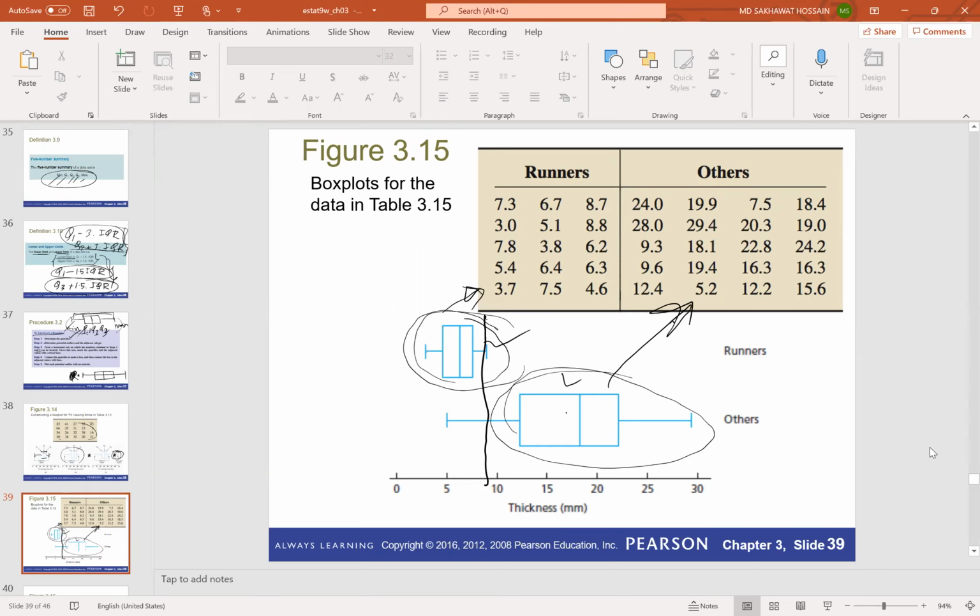And if you look at the variation, which data set has more variation? Just looking at these two box plots, which data set has more variation? Others, right? If you look at this, this is the minimum, this is the maximum, so it actually has more variation. And if you look at this one, it has less variation.